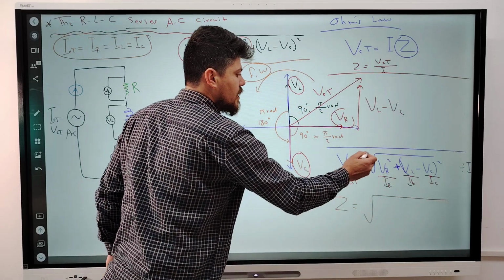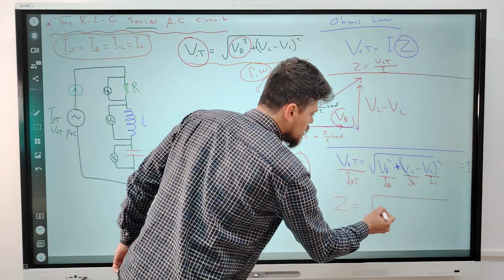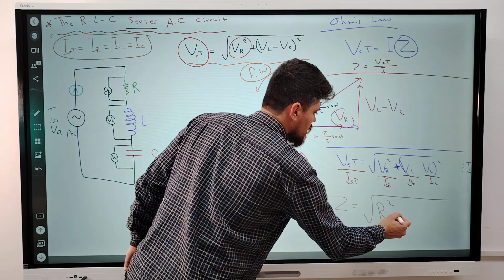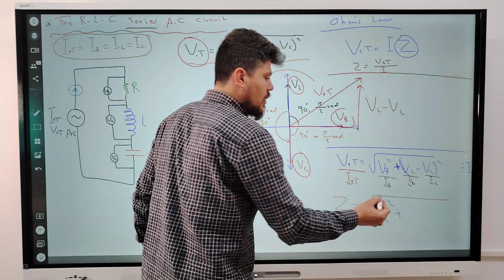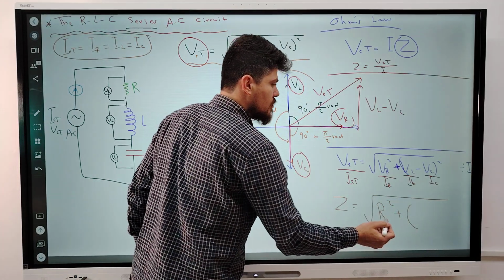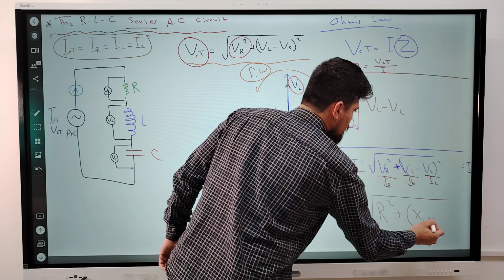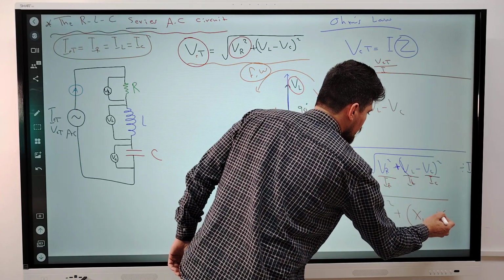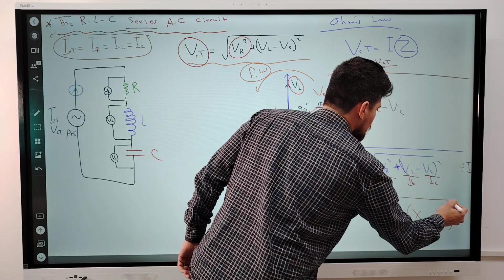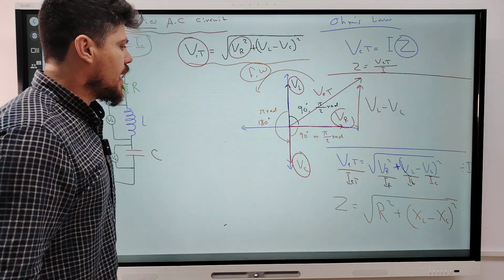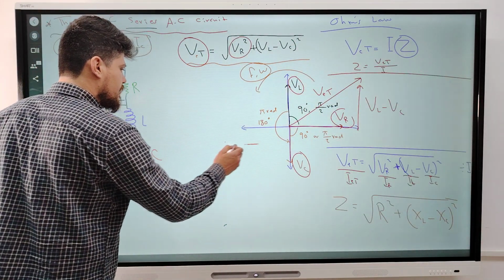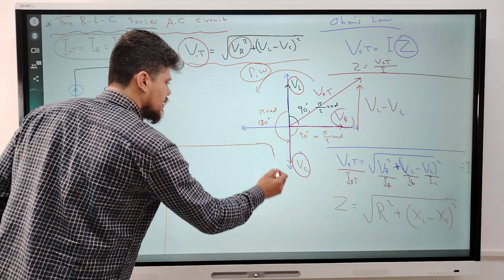Z is equal to the radical of VR over IR, which is R squared, plus VL over IL, according to Ohm's law, which is equal to XL, minus VC over IC, which is XC, squared. And also you can represent this by a phasor diagram here.